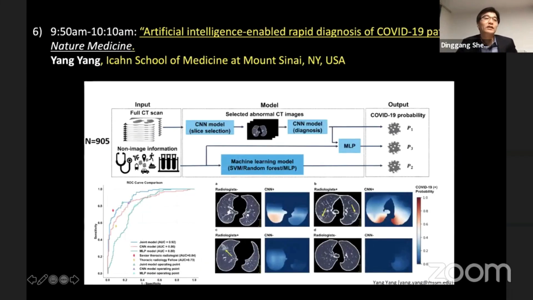And then Dr. Yang from New York. So he will talk about the method he developed in Nature Medicine. This paper was accepted by Nature Medicine. He's talking about not only using CT images but also using non-image information, for example, clinical score, blood testing, and all other information. Then by integrating this information, it can improve the diagnosis of the COVID-19.